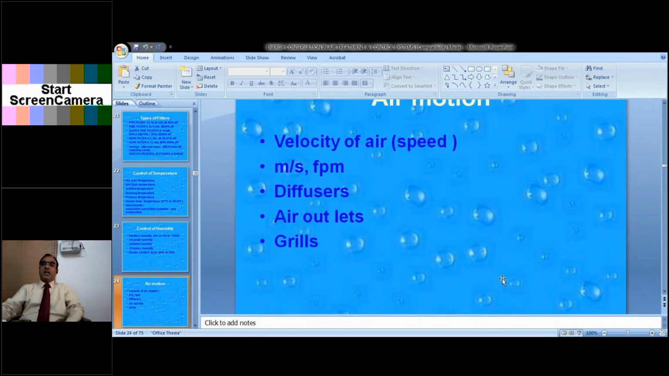So air motion, as I was telling you, is the velocity of air, and this is important for air movement. Then it is measured either in meters per second or feet per minute, and diffusers are used to diffuse the air, or air outlets, grills are there.